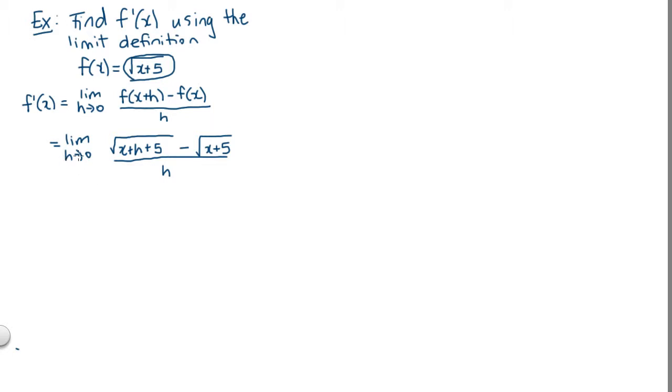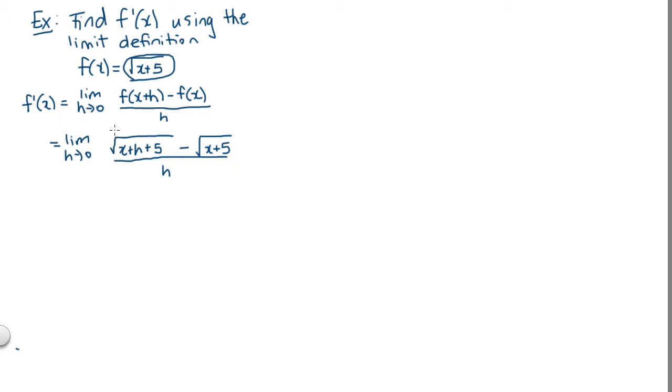Now at this point, if we tried plugging in h equals 0, we just have an expression that's undefined because we can't divide by 0. So that suggests that we have to do some more algebra to solve the problem. Now when our function f of x has a square root in it, there's a specific trick that we need to get this simplified. What we're going to have to do is multiply the numerator and the denominator here by what's called the conjugate radical.